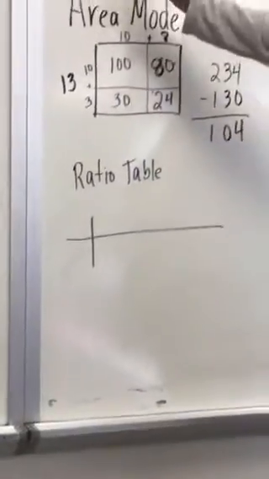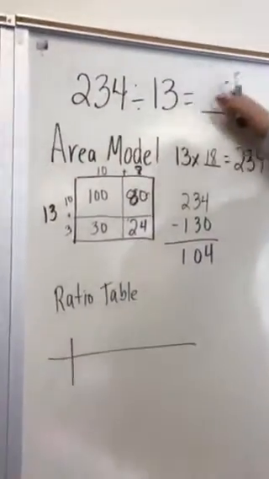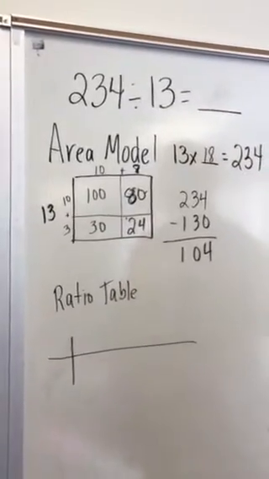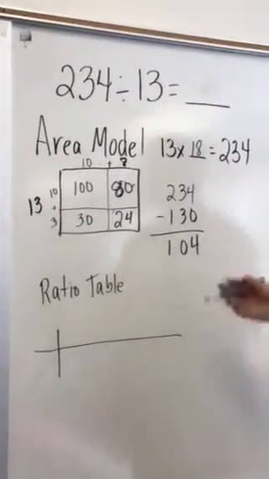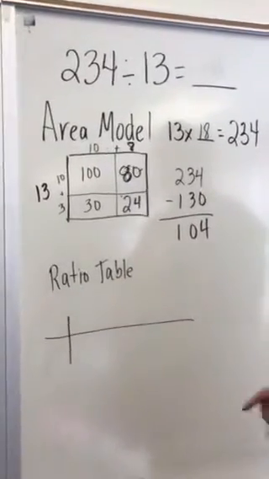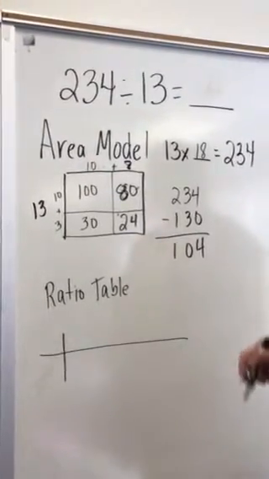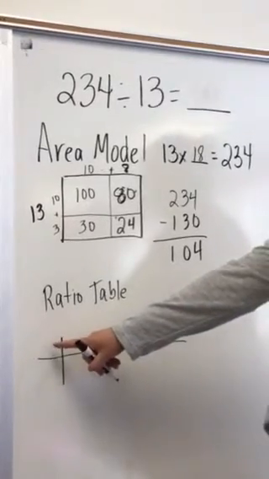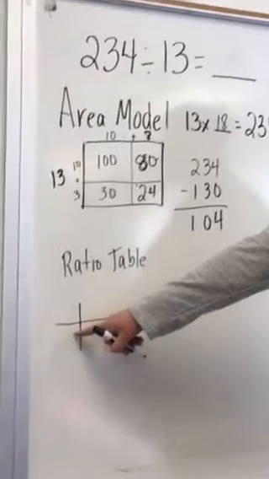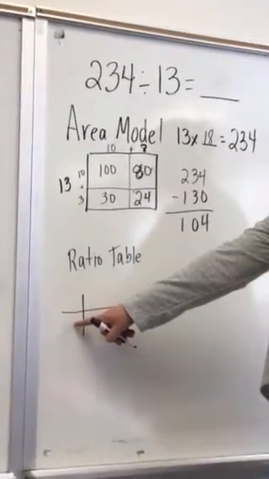We're still solving the problem 234 divided by 13. Now we've already used an area model to calculate the quotient, but we're going to show how we could use a ratio table. In a ratio table, I'm going to have the number of groups on top and the number that is in each group on the bottom.